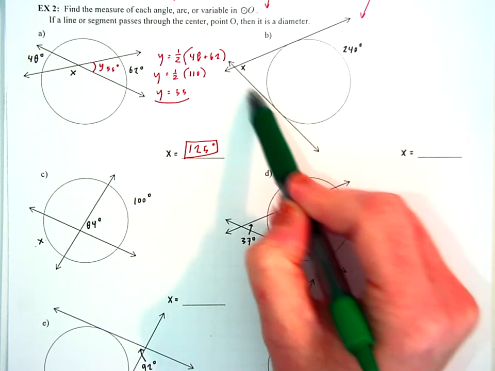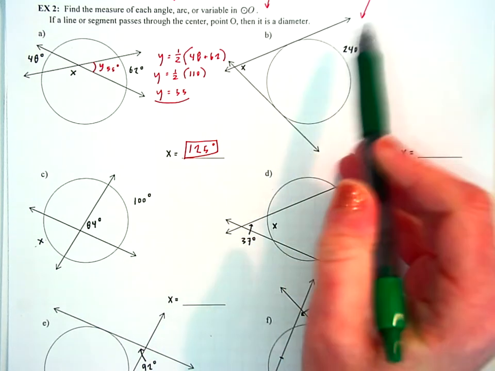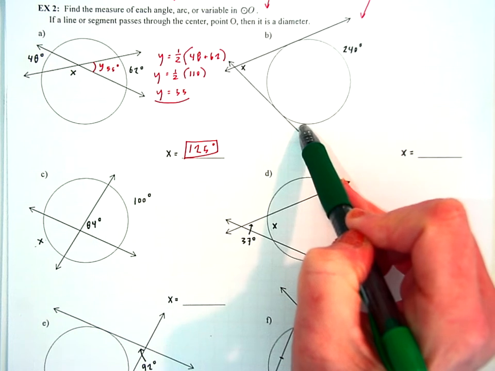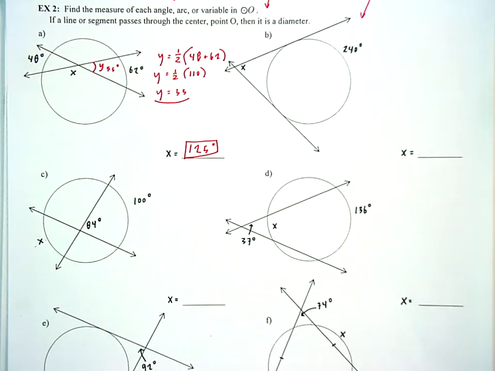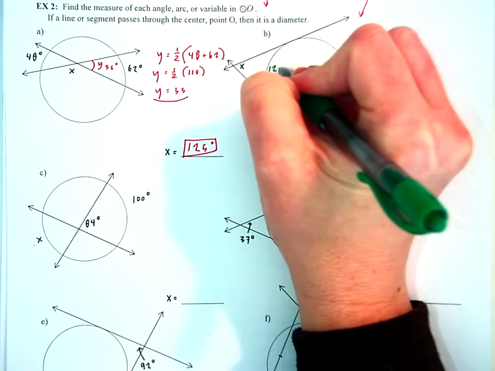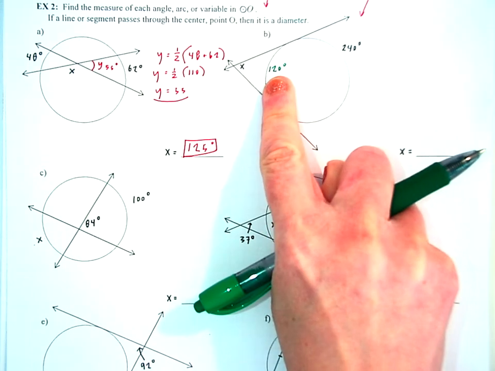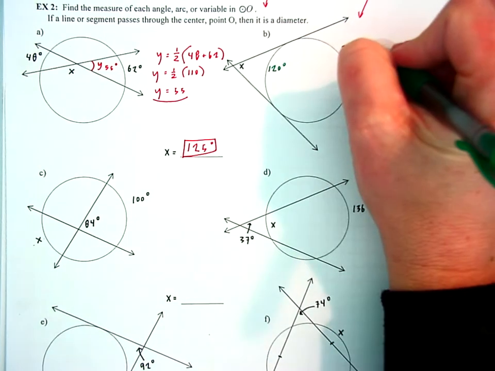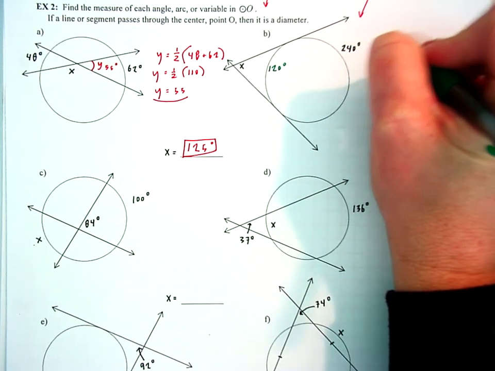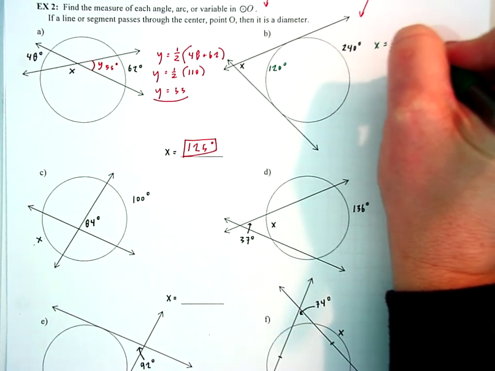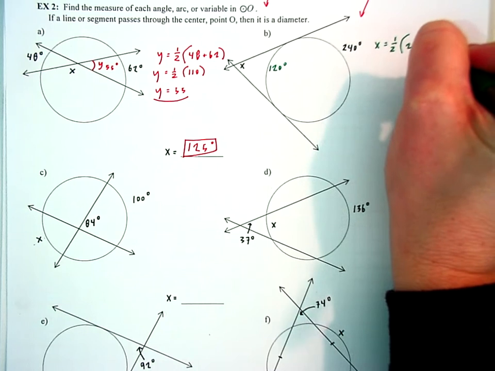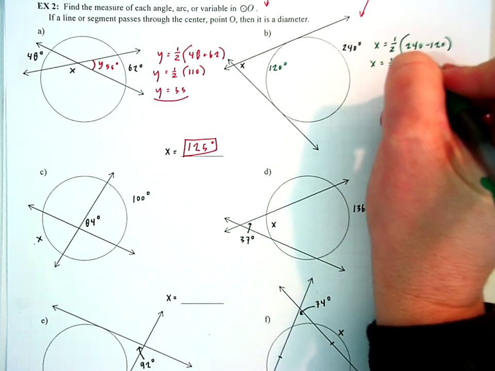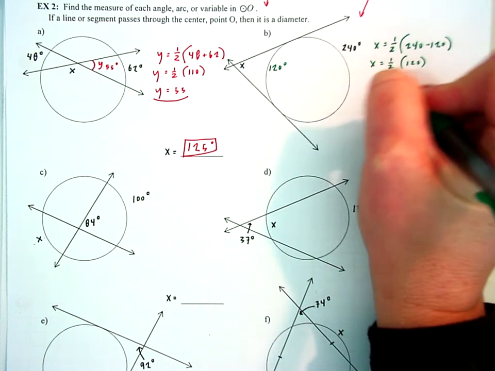When they're two tangent lines, it's really splitting it into a major arc and a minor arc. So if this is 240, I need to do 360 minus 240 first, which gets me 120 right here for my smaller arc, minor arc. So now I can say that X will be 1/2 the difference between the two. So half of 240 minus 120. So half of 120 will get me 60 degrees.